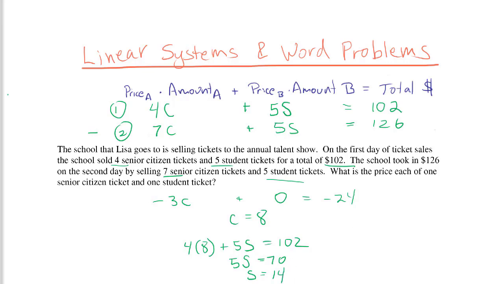So the price of a senior citizen ticket is $8. The price of one student ticket is $14. And that's how we answered these types of problems through a system of linear equations.